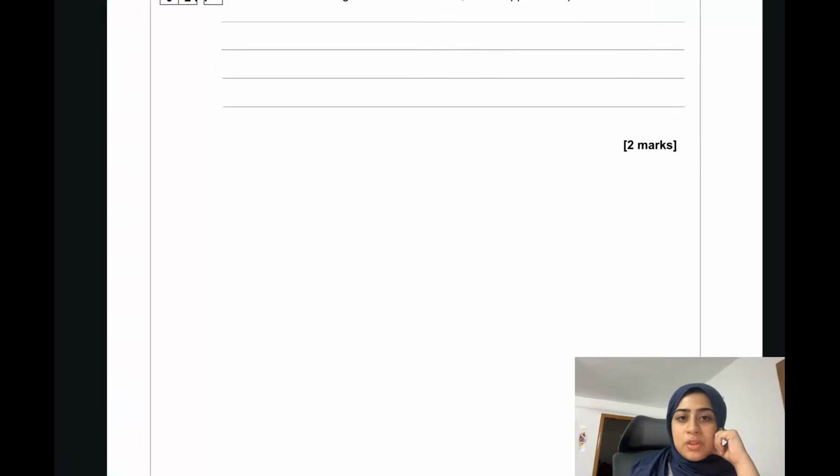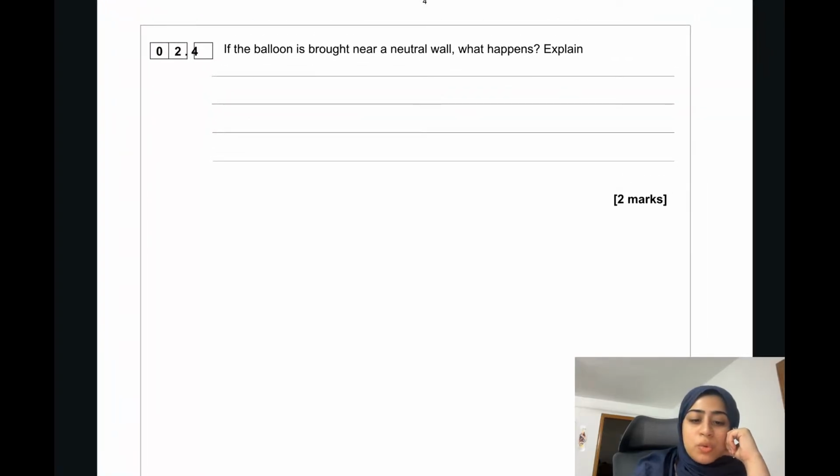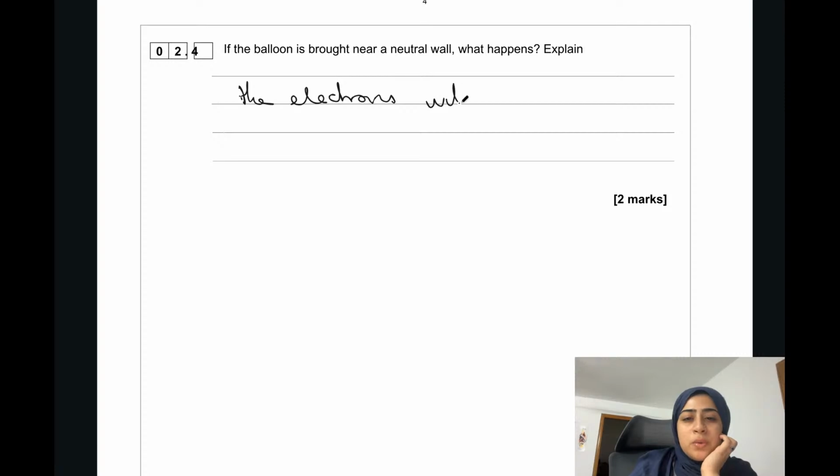So if the balloon's brought near a neutral wall, what happens? So again, another thing on static electricity. Here, think about what happens. So the electrons would be repelled by the negatively charged balloon. Okay, so the electrons will be repelled.